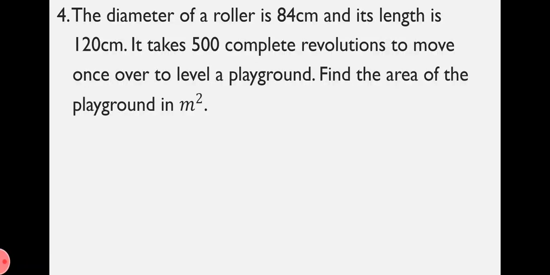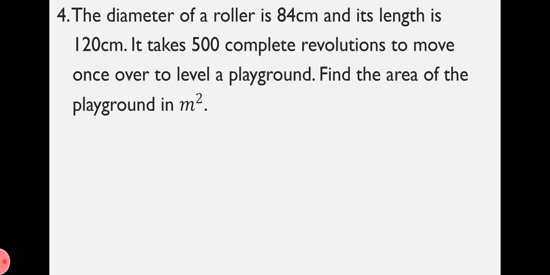Roller diameter is given as 84 centimeter and length, you can say height, is given as 120 centimeter. Now it is said in the question that if this roller is moving 500 complete revolutions, then one time it can level the playground. Means after 500 revolutions we will get the area of the playground. So first here we find one time the curved surface area of roller and then multiply it by 500, so we'll get the area of playground.